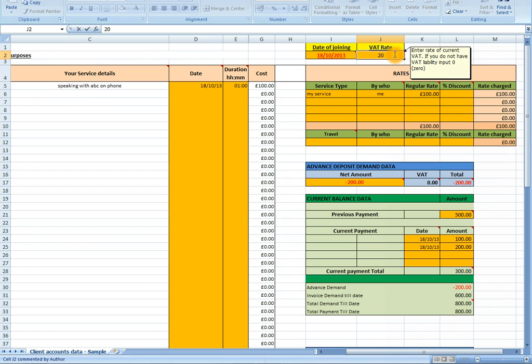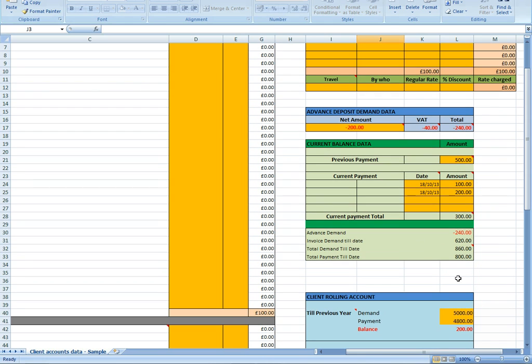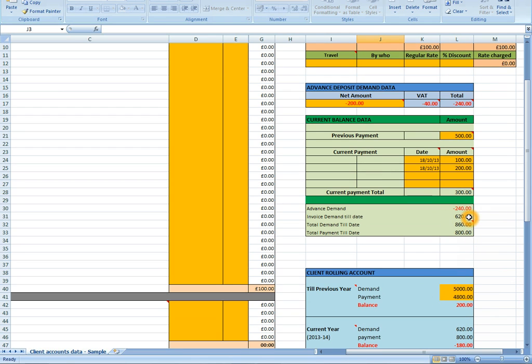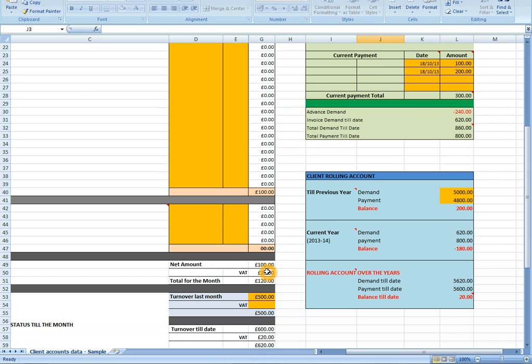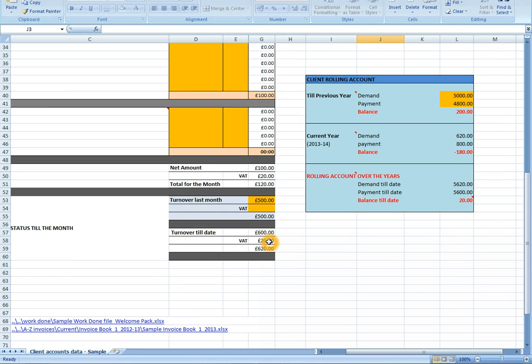So now let me press enter. Now you see that's changed. There's a £40 VAT on that, bringing it to 240. There's a difference, 860, because there's a £40 over there, plus 20 on the demand for the month. Over here, £20 for £100 is 120. That again comes here. And there is the demand of £20. That is the VAT liability on the client now.